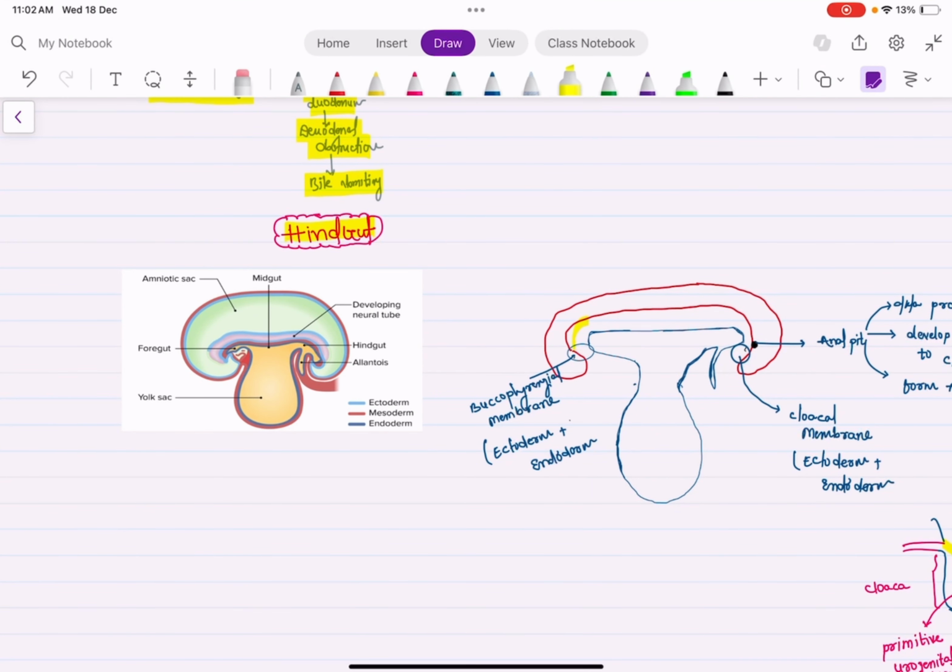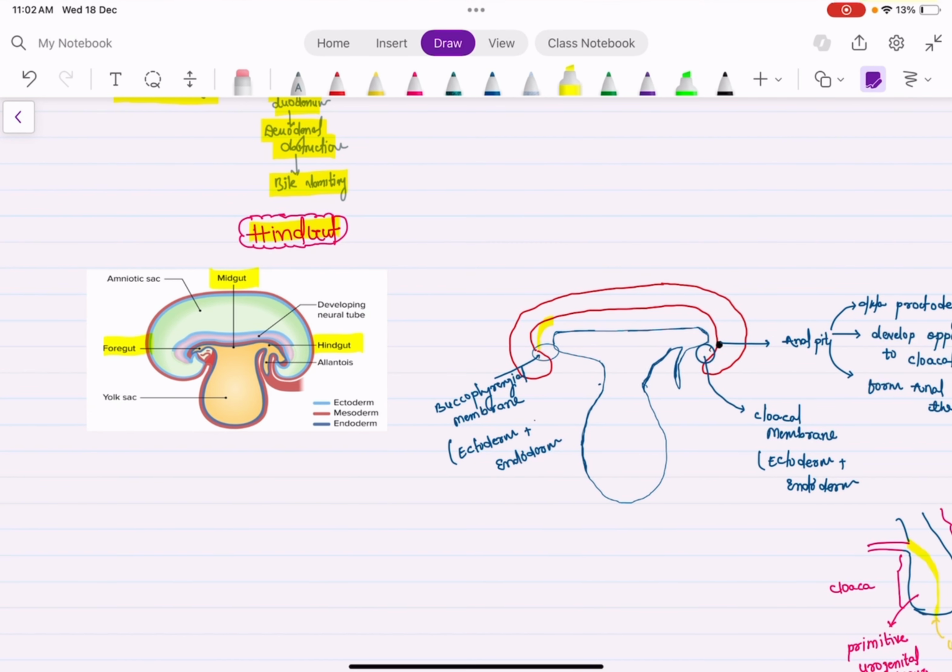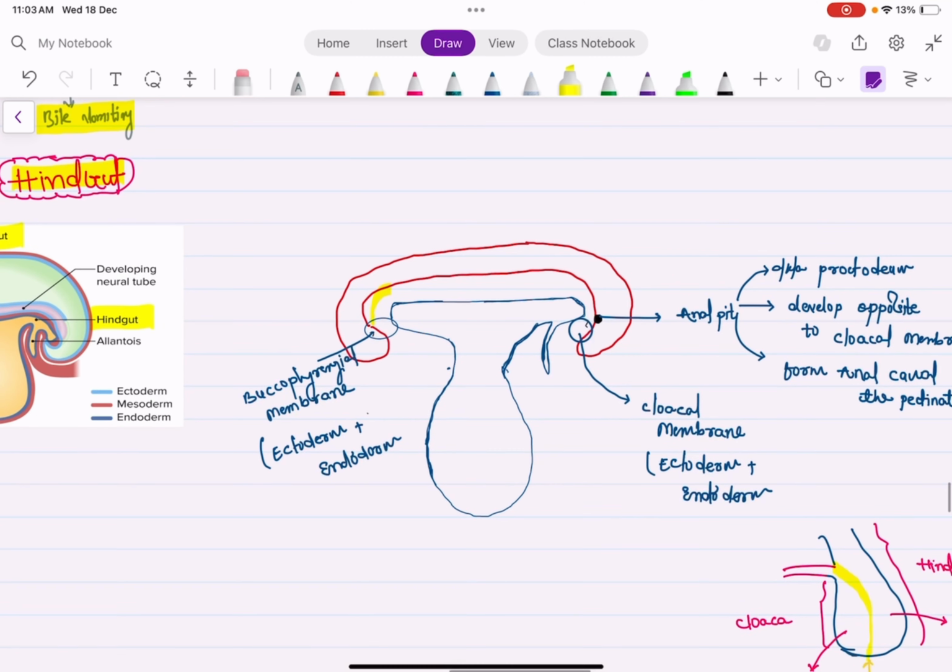See this diagram in which foregut, midgut and hindgut are shown. In this video we'll be discussing the hindgut. This is a schematic diagram of the gut tube. It is covered by mesoderm on this side. We know that mesoderm does not cover the whole area. At two places mesoderm is deficient, the buccopharyngeal membrane and the cloacal membrane, where the mesoderm is absent. There is only the presence of ectoderm and endoderm.